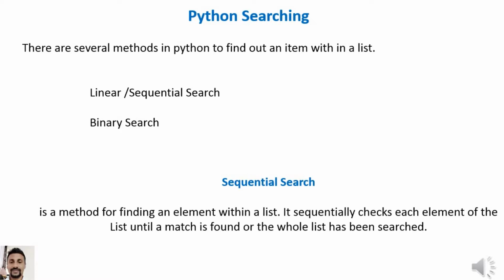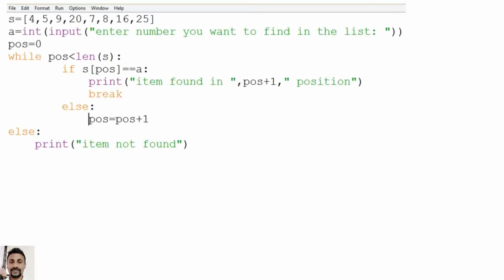Sequential search is a method for finding an element within a list. It sequentially checks each element of the list until a match is found or the whole list has been searched. That means if it finds a match, whatever you want to search is there in your list, and it will be displayed according to my program. Otherwise it will go until the end of the list. We'll see a small program.